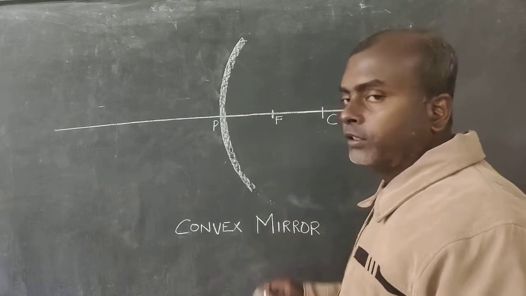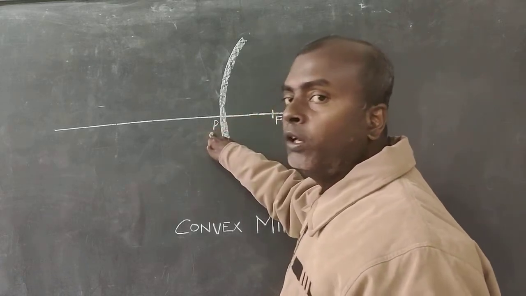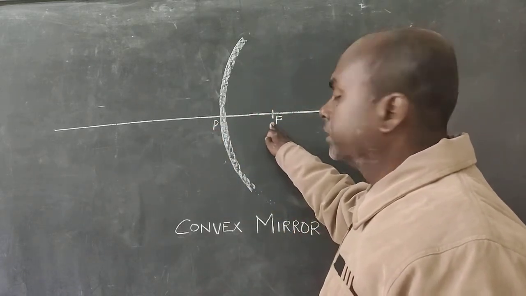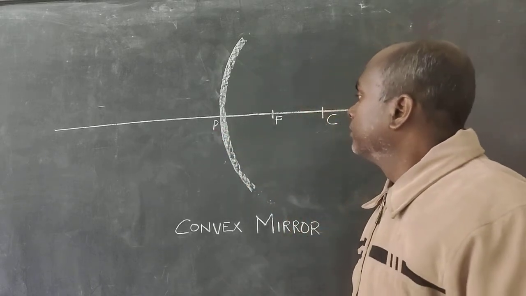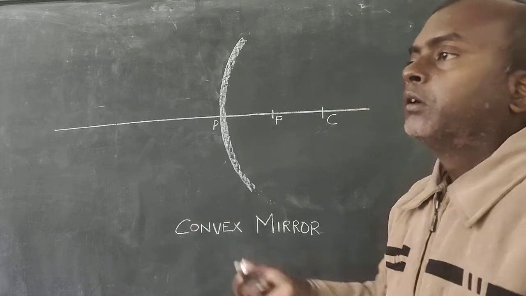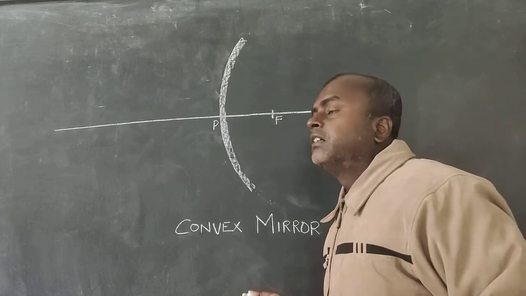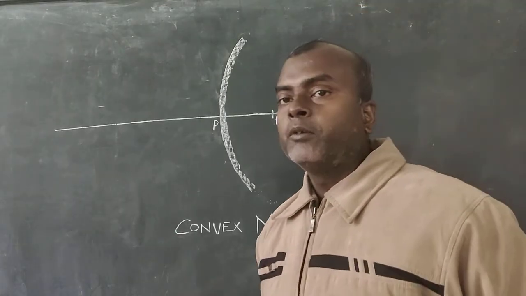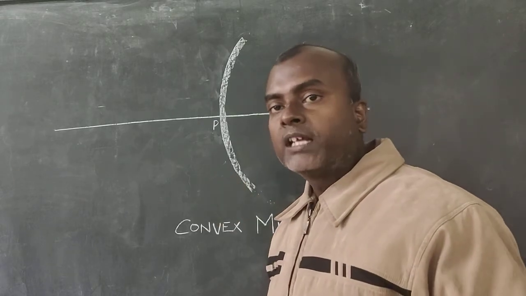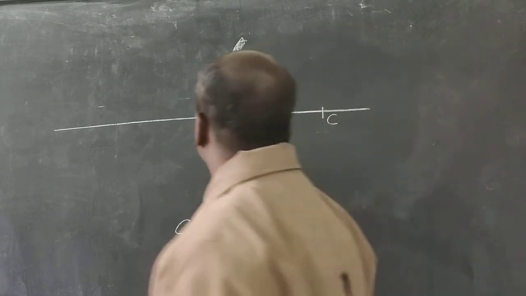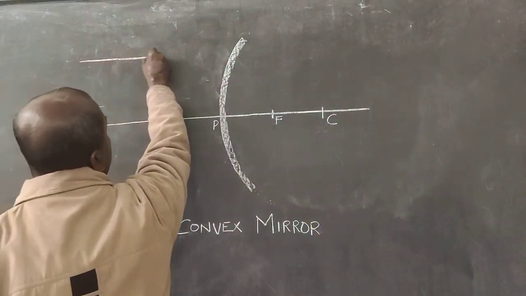Okay, coming back to focus. By definition, focus lies in between pole and center of curvature. Okay, position of focus should be where? Between pole and center of curvature. Now let us see where does the incident parallel beam of light meet in case of a convex mirror? Do they actually meet or not? Let us see that. So I am going to draw a few rays of light parallel to each other.